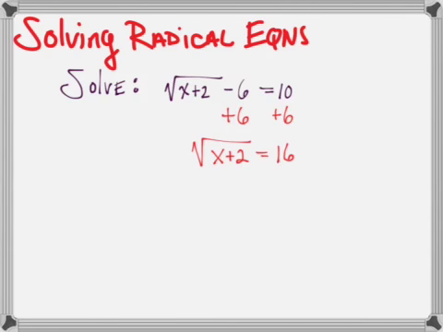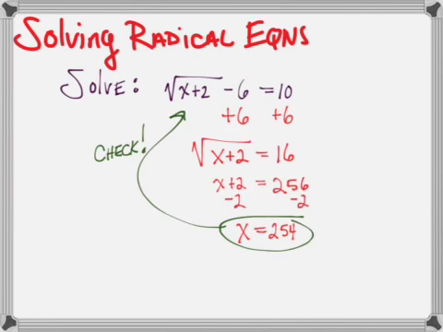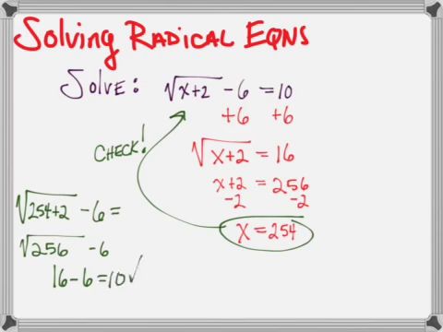And then I have this square root that I have to deal with. Well, my inverse operation for square root is squaring everything. So I'm going to get x plus 2 is 256, and I subtract 2, and I think x is 254. Well, I need to check this, and we'll see why in a minute. But if I plug in 254 again, I get 16 minus 6 is 10. It does check out, but it might not.